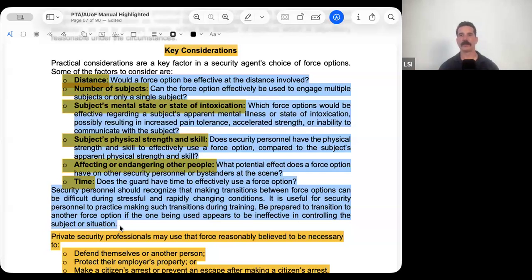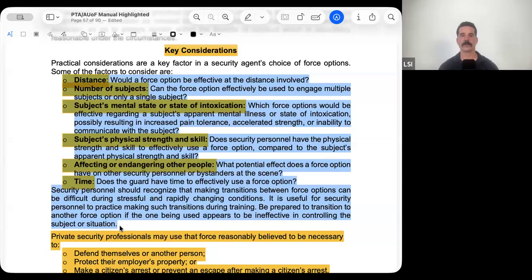Or are there only a single subject? Subject's mental state or state of intoxication: which force options would be effective regarding a subject's apparent mental illness or state of intoxication, possibly resulting in increased pain tolerance, accelerated strength, or inability to communicate with the subject? Subject's physical strength and skill: does security personnel have the physical strength and skill to effectively use a force option compared to the subjects?